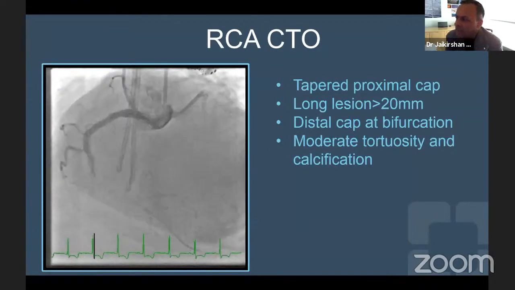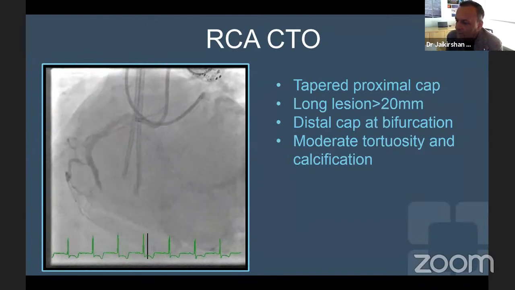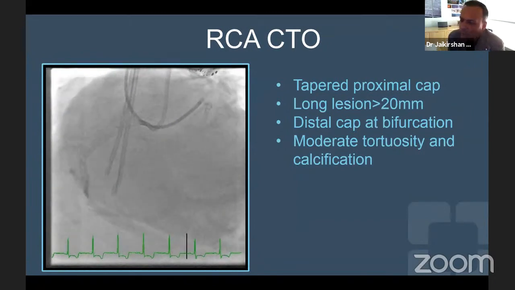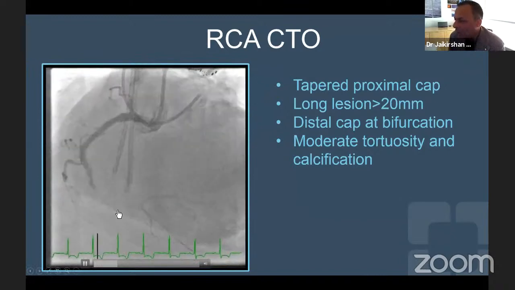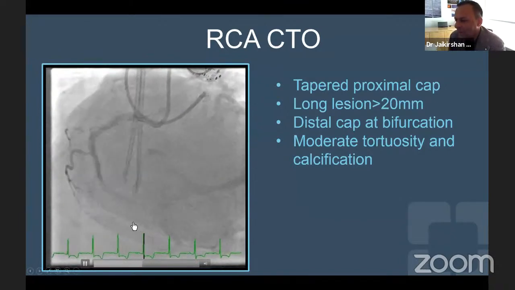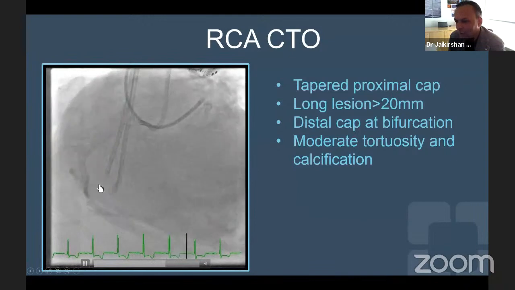So let's get into the cases. This is an RCA CTO with a tapered proximal cap, which you can see here. The lesion is relatively long, longer than 20 millimeters, and the distal cap is at a bifurcation. And there's moderate tortuosity and calcification throughout the lesion.